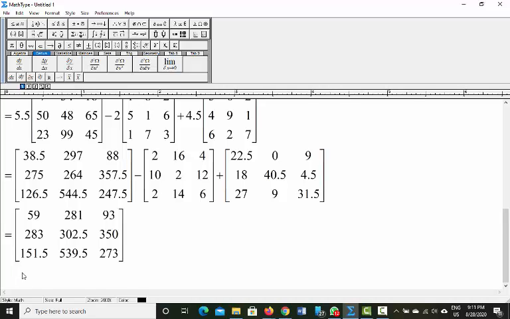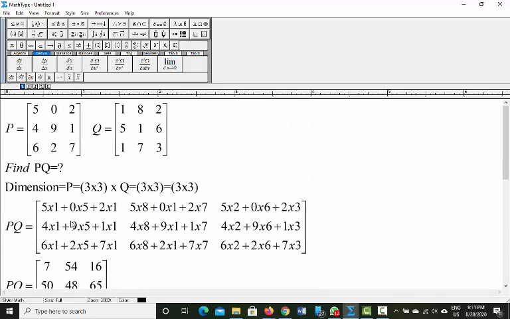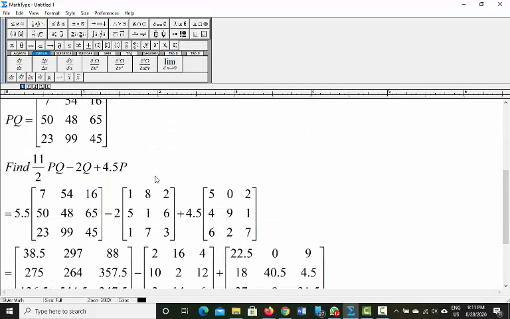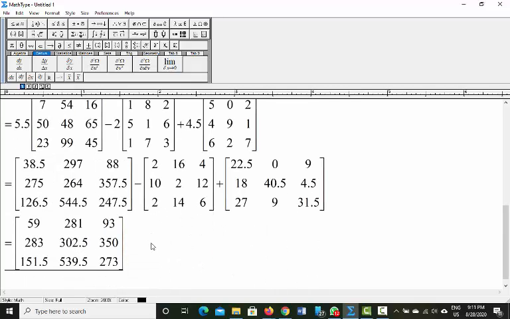So this way we can multiply two matrices, and also we can do addition and subtraction between matrices. So here we have learned how to do multiplication between two matrices, and how to add and subtract multiple matrices, right? So we have learned this today.